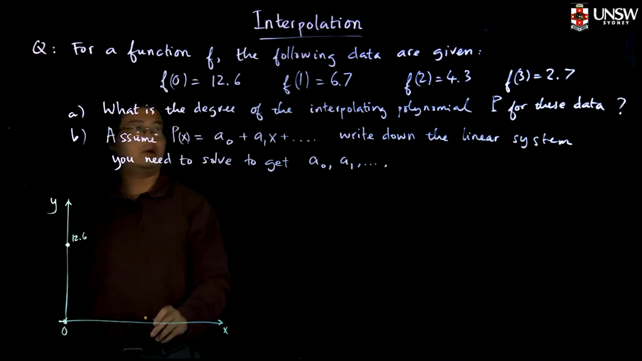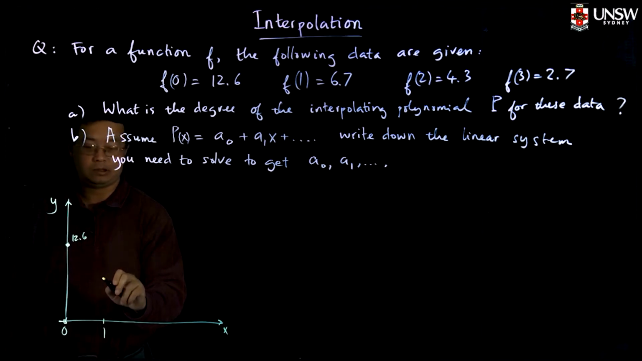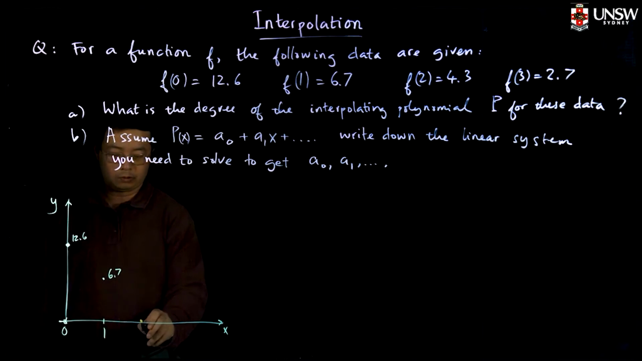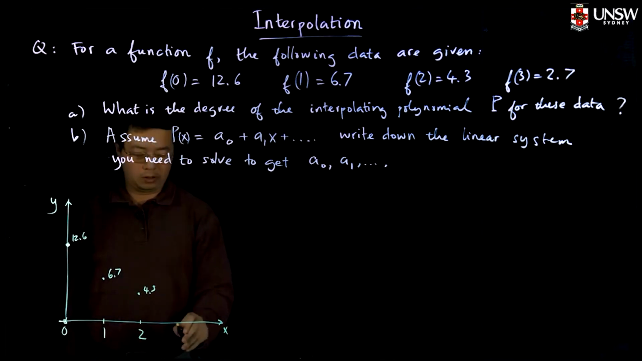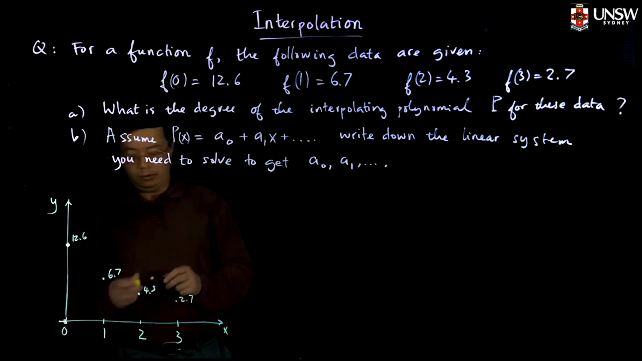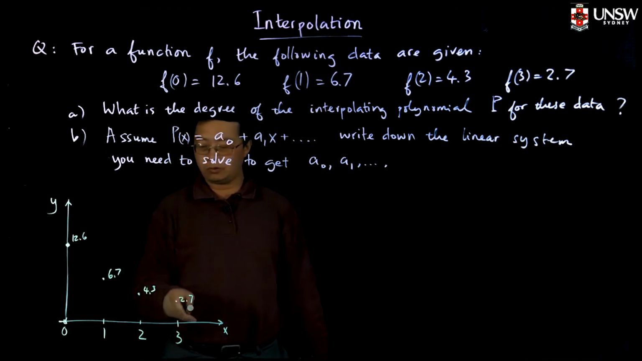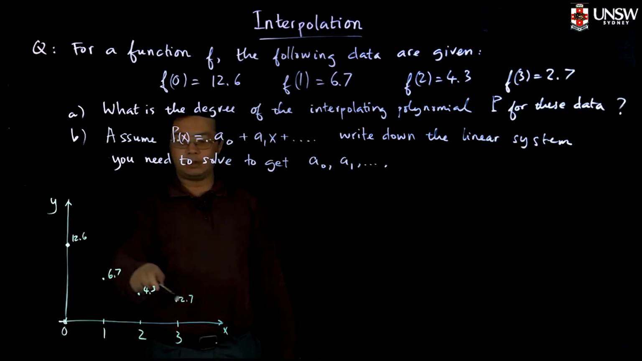And then you have the value at 1, so 1 here, it's around 6.7. And then the value at 2, so 2 is here, 4.3. And then finally at 3, the value is about 2.7 here. Now we want to find the polynomial that goes through those 4 points exactly, okay? It has to go through 4 points exactly.